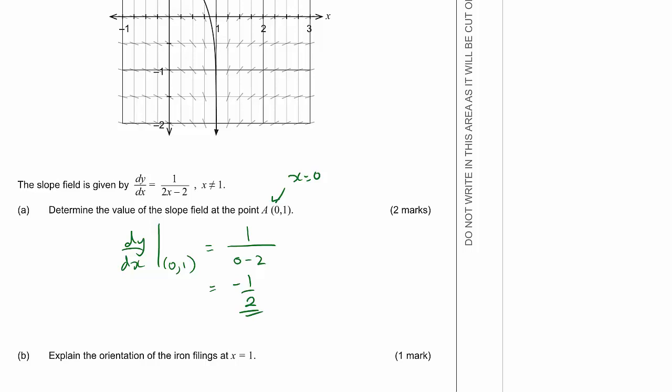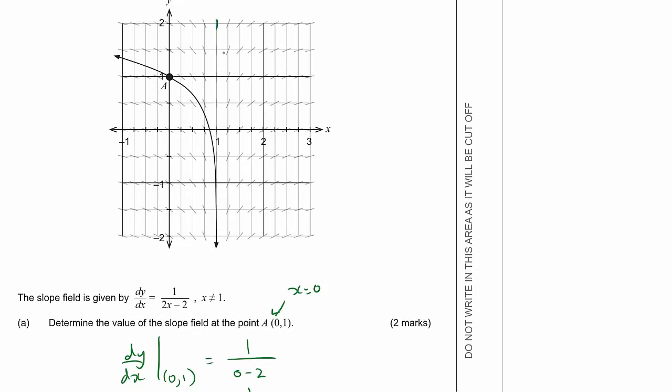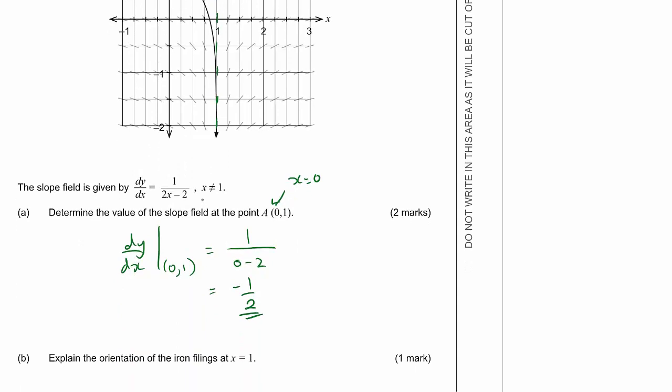We now want to explain the orientation of the iron filings at x equals 1. So at x equals 1, it's very difficult to see actually on this, but what we've got are vertical lines on the tangent field, and that's because the denominator is 0. So the denominator is 0 and the gradient is therefore undefined.